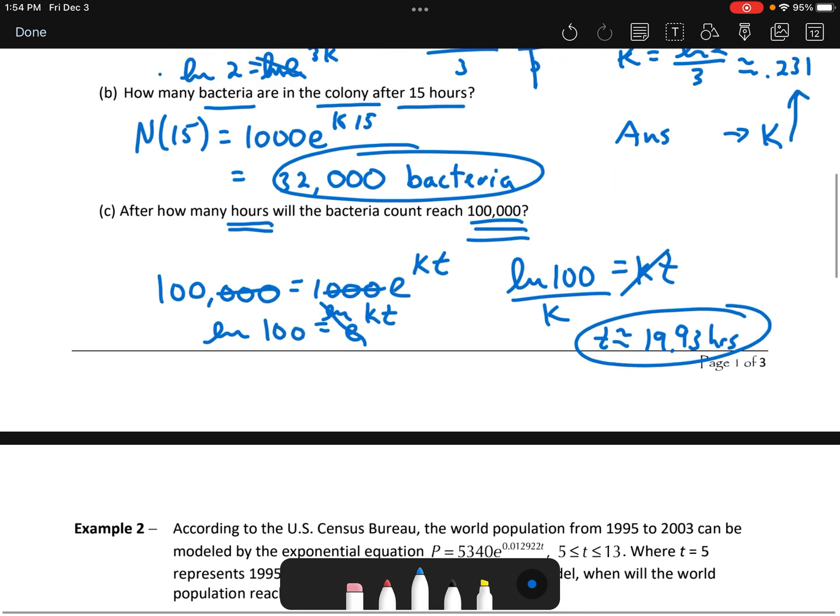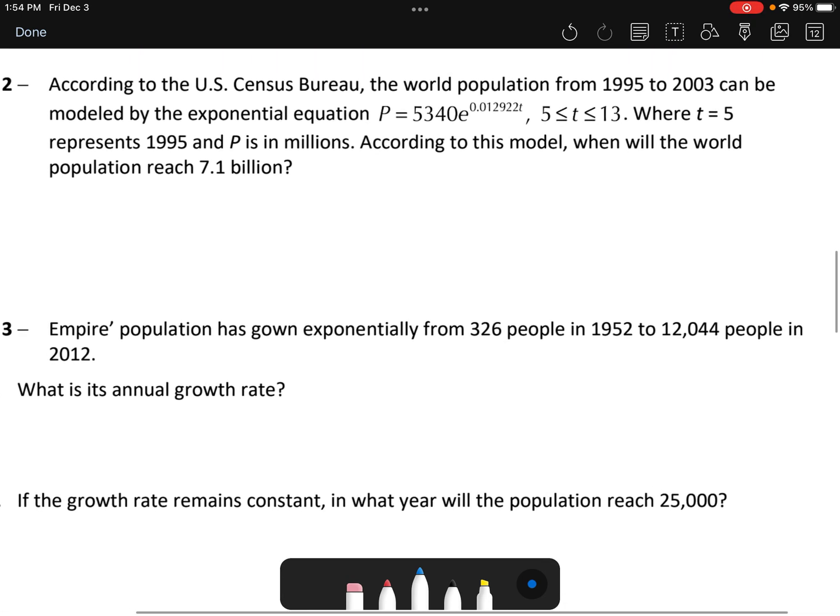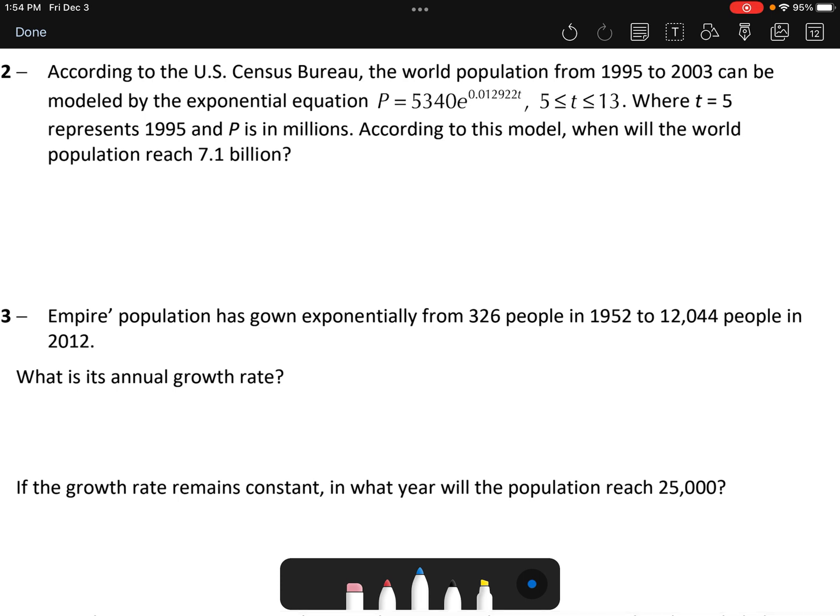If we go to example 2, and be sure you pause this anytime you're hesitant to move on. Just pause it and look at what's going on and replay it if you have to. Example 2, we're already given K. Check it out. We know K, so we don't have to find K. That's rare. Usually we do. It says, according to the U.S. Census Bureau, the world population from 1995 to 2003 can be modeled by the exponential equation, where T is between 5 and 13. Now, T equals 5 represents 1995, and P is in millions. According to this model, when will the world population reach 7.1 billion?